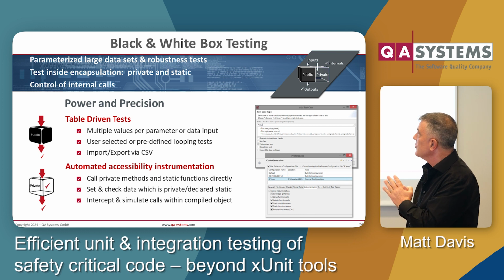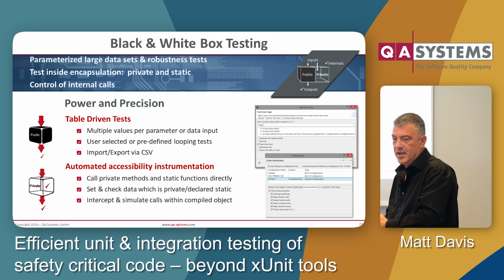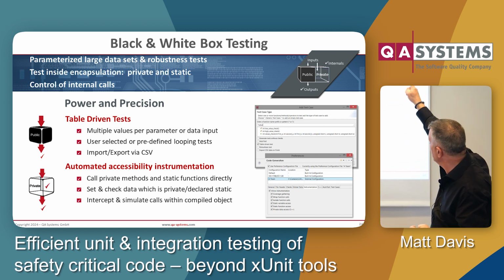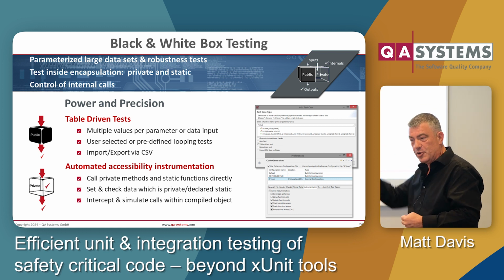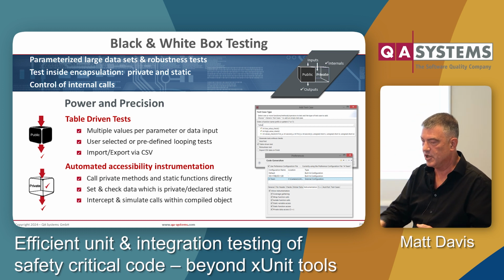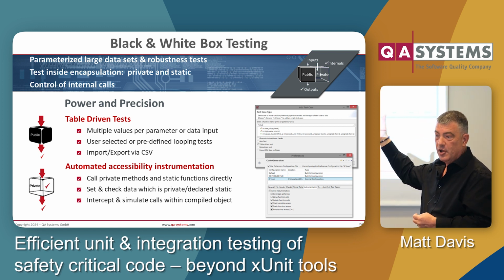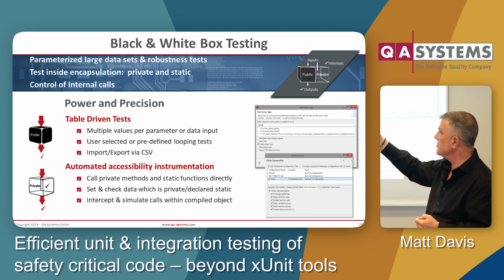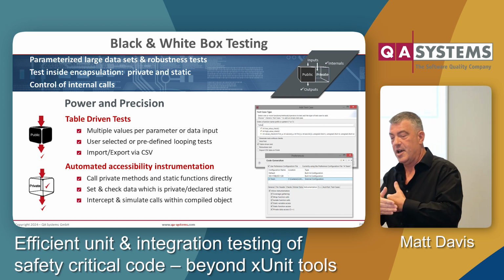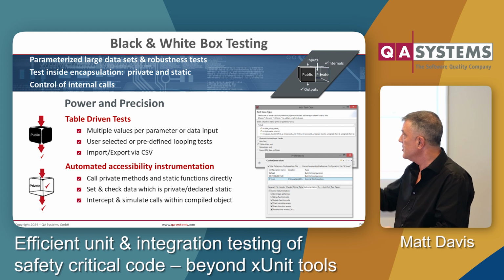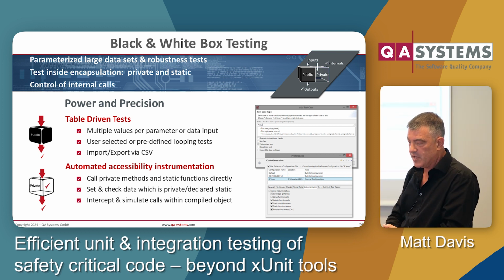But also you might want to put tests inside encapsulated code, so private or static data, for example. The little graphic basically gives you the description, black box, white box, sometimes known as clear box, because you're going inside and controlling the internals. So where Cantata is providing power and precision on table-driven tests using multiple values for parameters or data inputs, the user can define selected or predefined looping tests and import and export that data via CSV. All available in the interface.